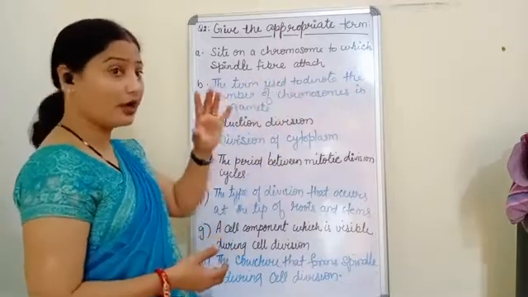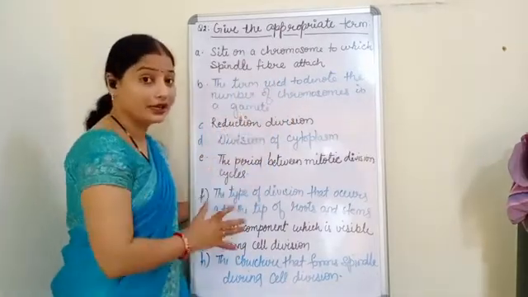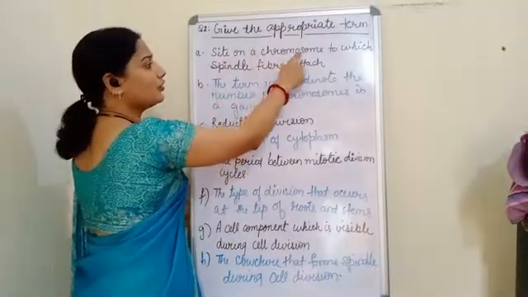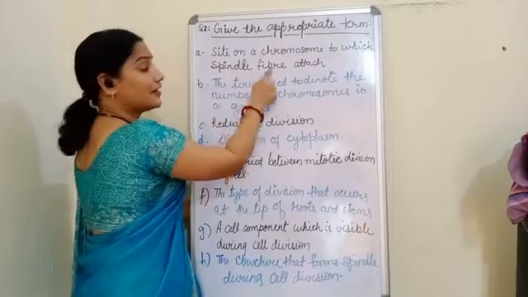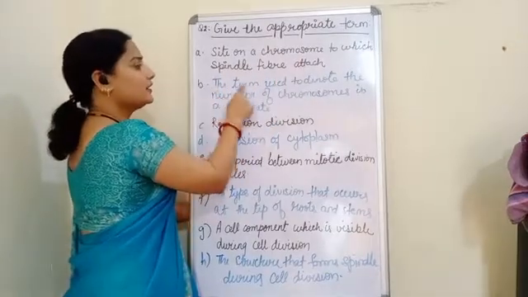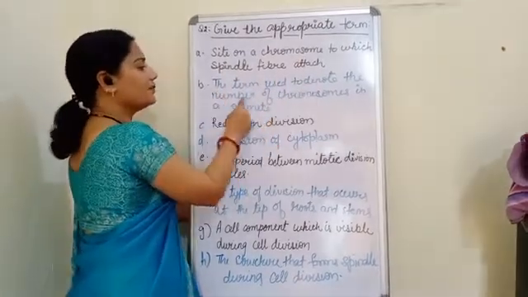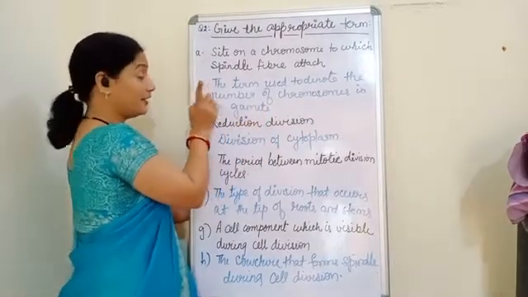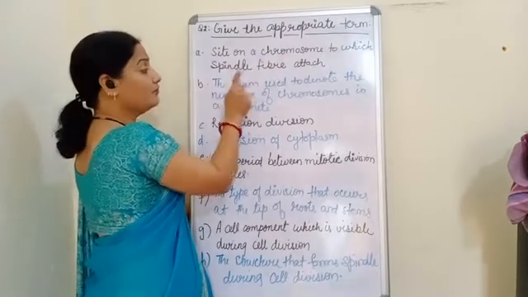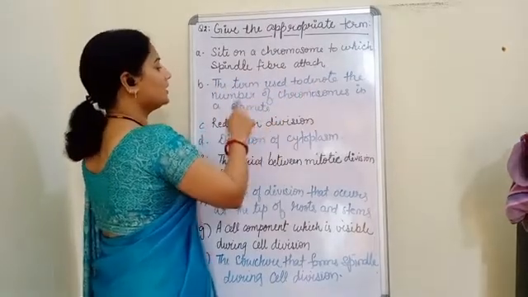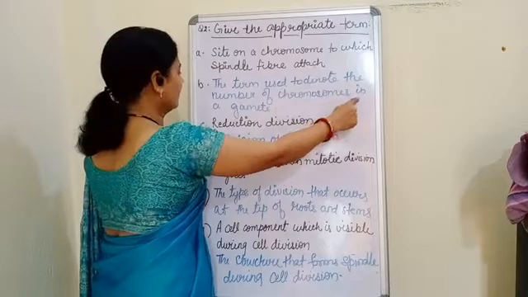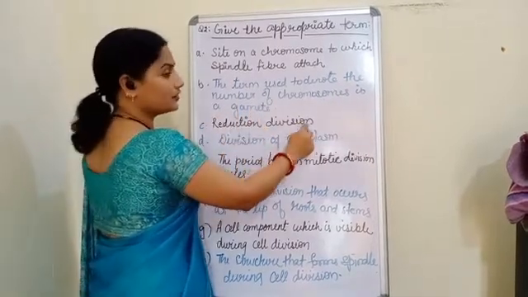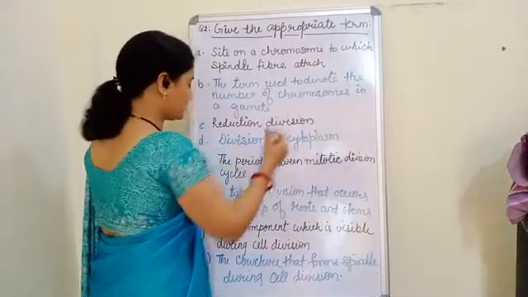Okay. So I hope that the points are clear to you. Only you have to give the name. Site on a chromosome to which spindle fiber attach. B. The term used to denote the number of chromosome in a gamete. Clear? I am again repeating B. The term used to denote the number of chromosome in a gamete. C. Reduction division. Name the reduction division.